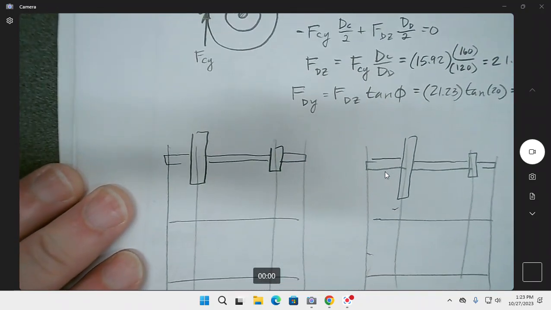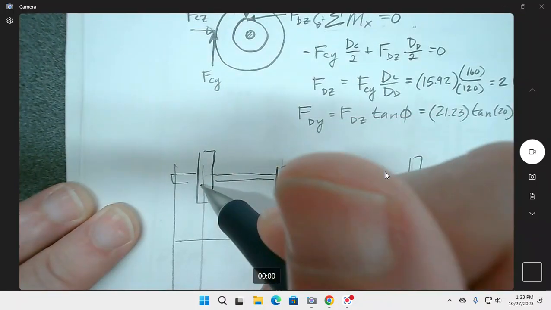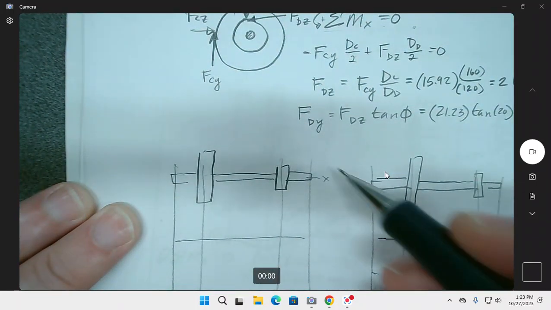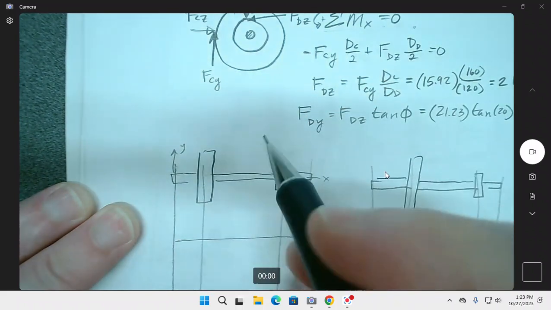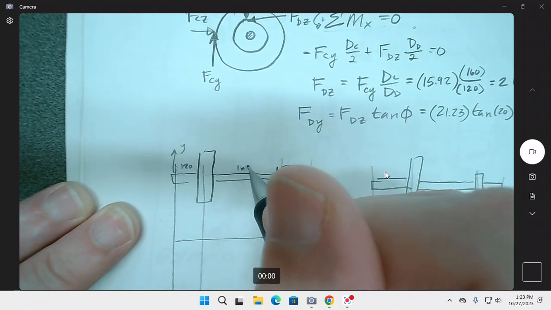Labeling this first task. This one is the X, Y. I'm going to put my lengths in here, 120, while I'm thinking about it, while I remembered.